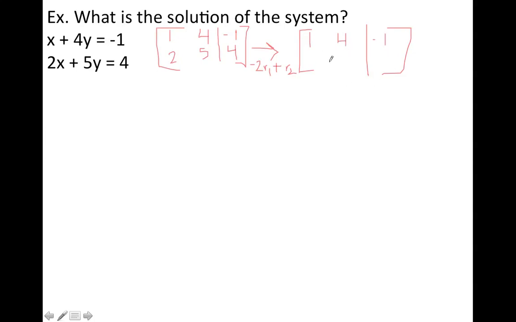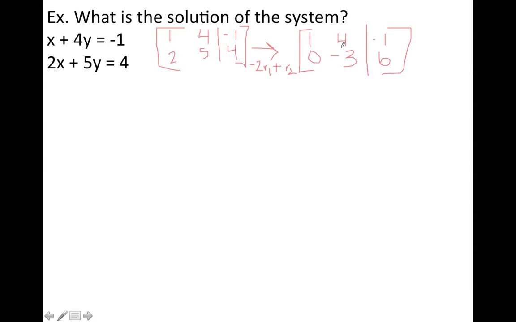But to fill in row 2, we need to do a couple row operations. So 1 times negative 2 is negative 2. Plus 2, we get 0. Same thing for our next term. 4 times negative 2 is negative 8. Plus 5, we get negative 3. And last but not least, negative 1 times negative 2 is 2. Plus 4, and we get 6.